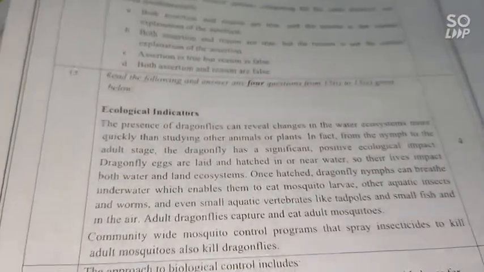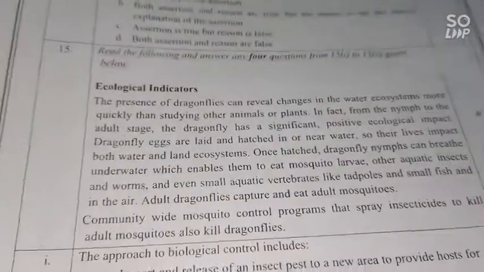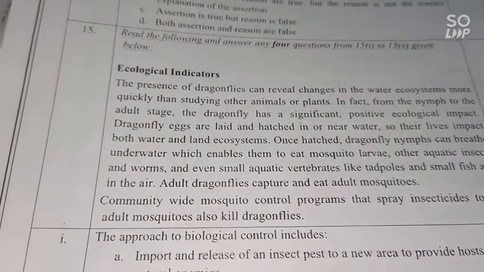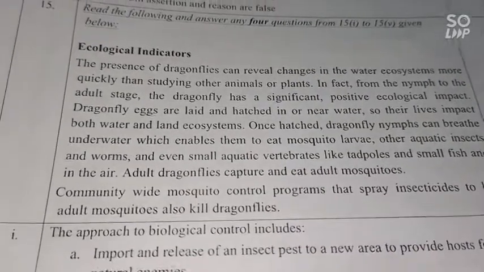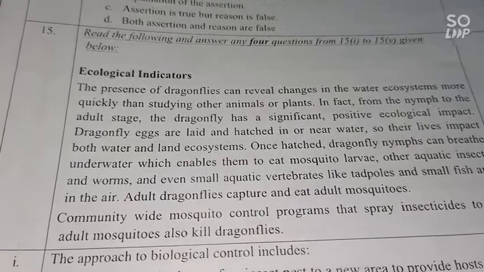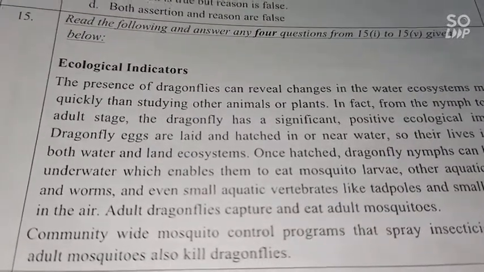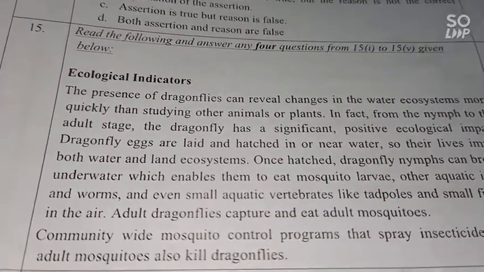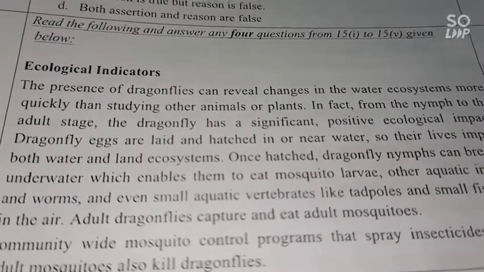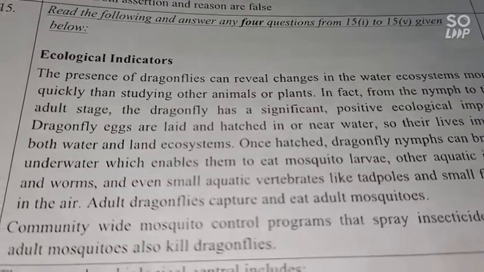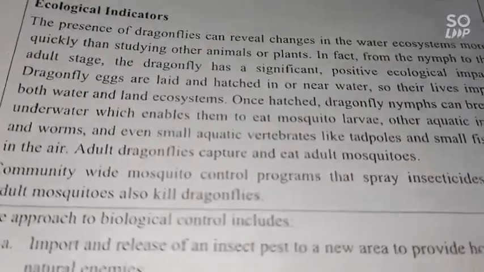Then question number 15 and 16, they have told 14 1-mark questions and 2 case-based questions. So 15 and 16 are case-based questions. You can see that there is a paragraph given. Read the following and answer any 4 questions from 15.1 to 15.5 given below. That means there is a paragraph given.